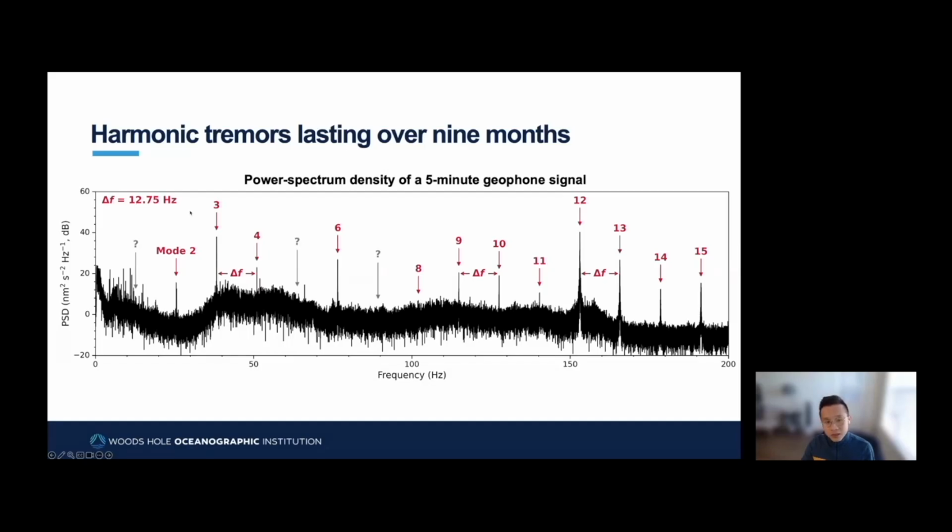But an interesting fact is that there are a couple of modes that are not observed, which are marked with question marks here. And most importantly, somehow the fundamental mode was not observed. That's kind of unusual, because in a resonance model, in most cases, the fundamental mode is the most prominent, but here it's not observed. So this is just a 1 or 5 minute geophone signal.